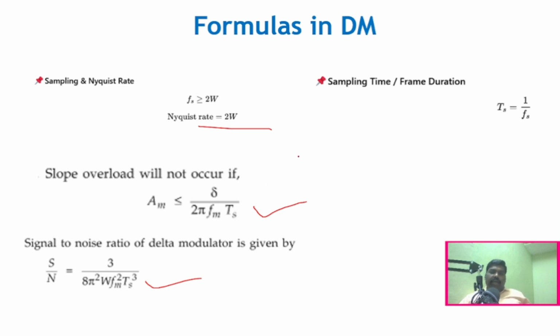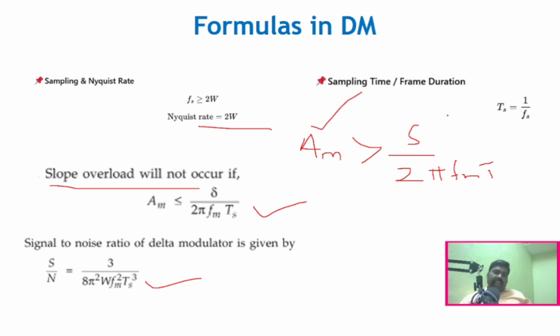Understand this importantly: this is for when there is no slope overload error. If the condition is given that there is slope overload error, then the formula can be written like this. In this condition, there will be slope overload error, which means whenever the input signal slope is higher than this particular slope, there is slope overload error. If the input signal slope is lesser than this one, then there is no slope overload error. That is what is explained in this formula.